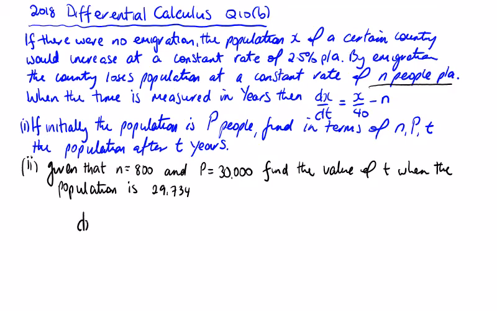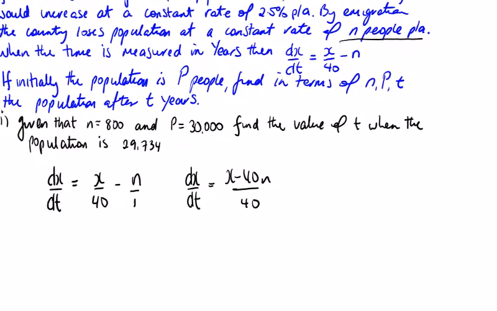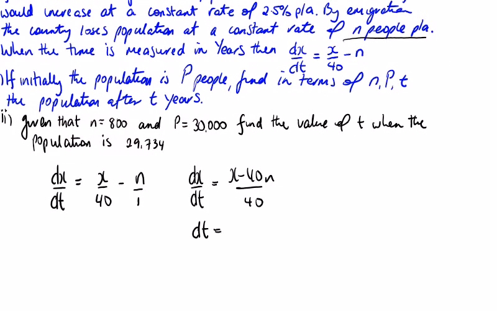Okay, let's have a look. dx/dt, we want t, so we're going to have to simplify and get this dt on its own. dx/dt is equal to x over 40 minus n. I'm going to make this into one single fraction, so dx/dt will be equal to (x minus 40n) over 40. I want dt on its own, so I need to multiply across by dt, and then divide by the fraction, so it's going to turn the fraction upside down. So we're going to have dt is equal to 40 over (x minus 40n) dx.